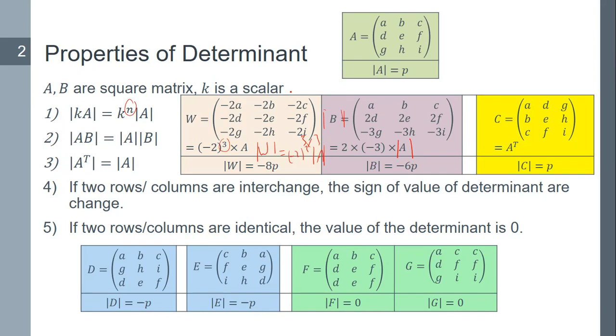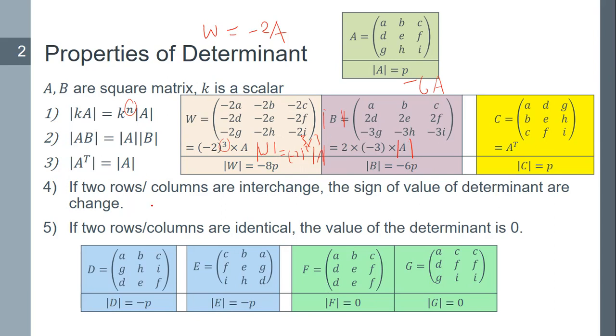What is the difference between W and B? In W, every single element is multiplied by -2, so W is -2A. But B is not negative 6A. Remember, it's only one row and one row. When you take out any single row, you just multiply by that value to find the determinant.